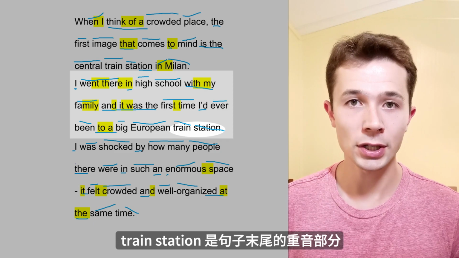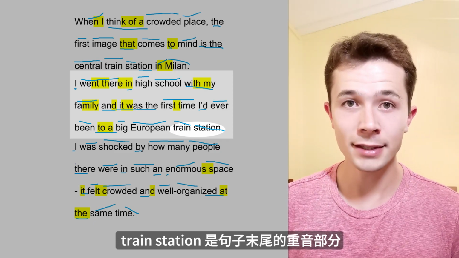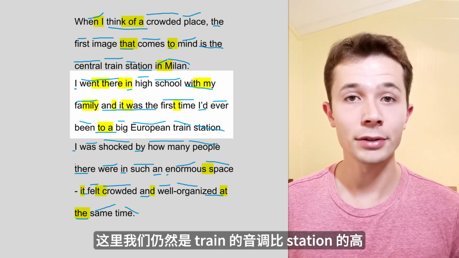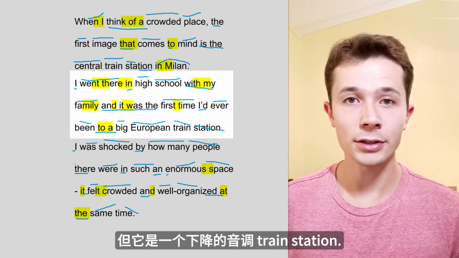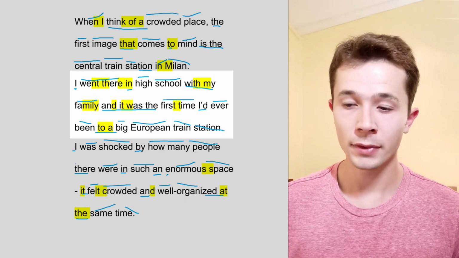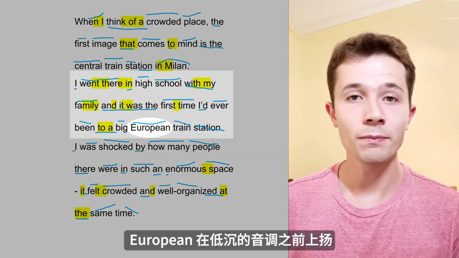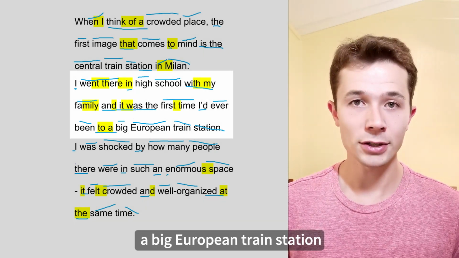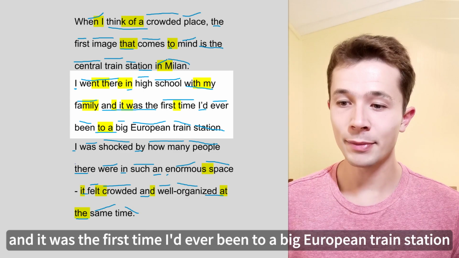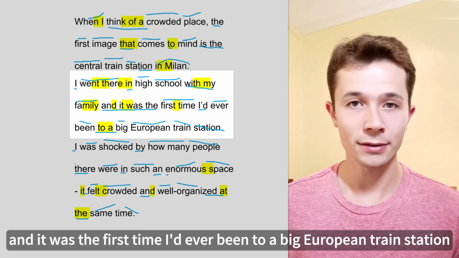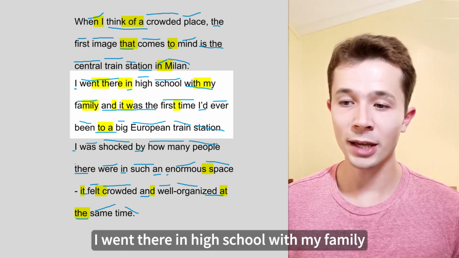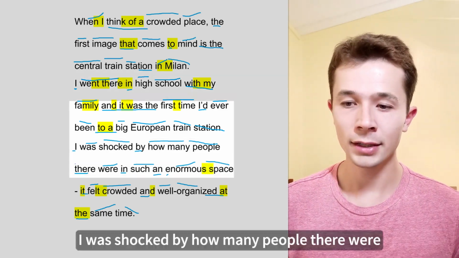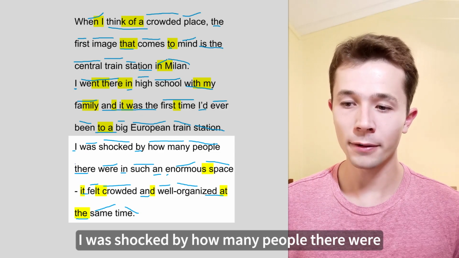Now here, train station is the stressed part at the end of the sentence. So train station. We still have a higher tone on train compared to station, but it's a falling tone here. Train station. European rises to meet that falling tone before going back down. A big European train station. And it was the first time I'd ever been to a big European train station. I went there in high school with my family, and it was the first time I'd ever been to a big European train station. I was shocked by how many people there were.